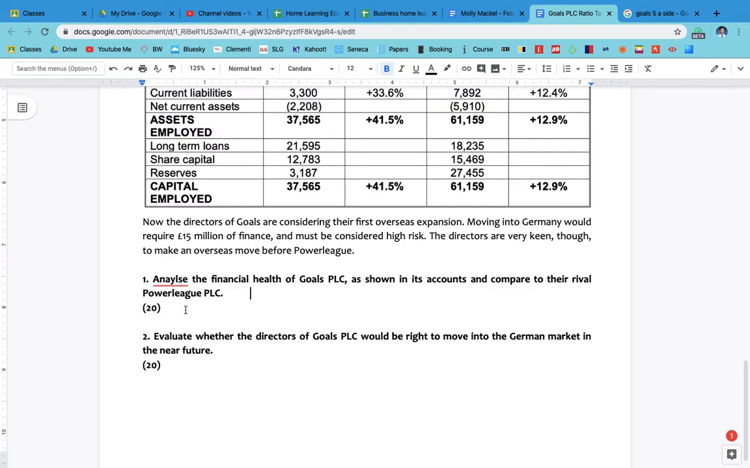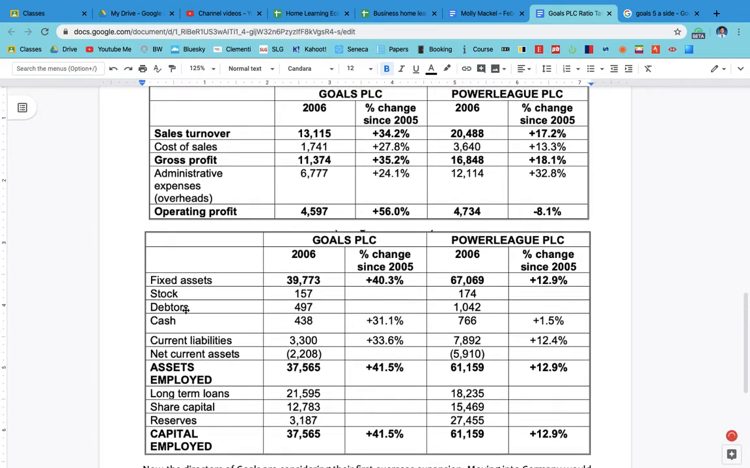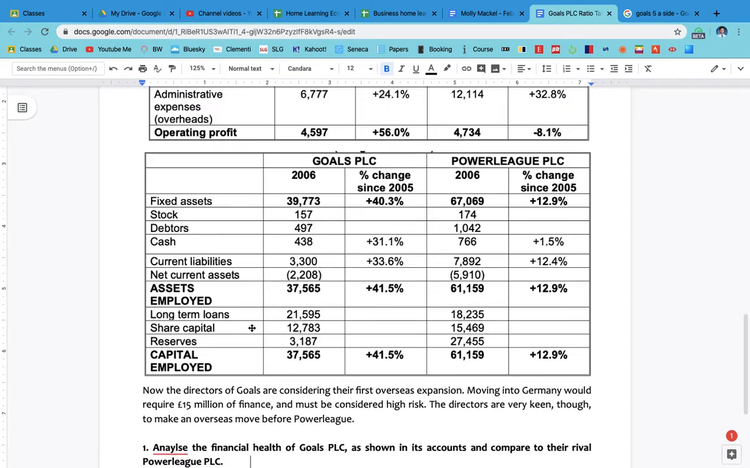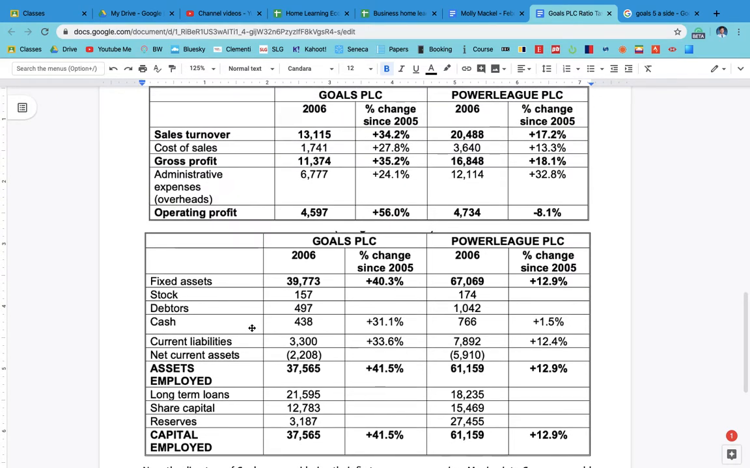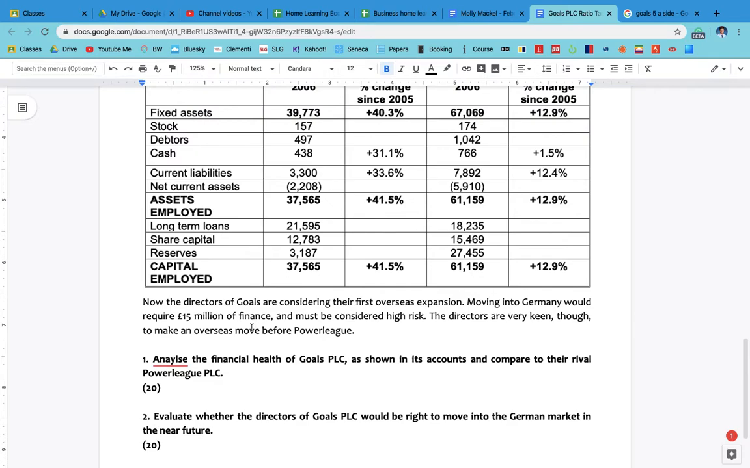Okay, so what I would do first off is calculate the 6 ratios. From this table, you can work out 6 ratios from this information. 6 for Goals and 6 for Power League PLC. I would maybe even insert a little table here, which you can do on the exam paper as well, where you're working out acid test ratio, current ratio, gearing ratio, ROCE, gross profit margin, and operating profit margin, which they've called operating profit, same as profit for the year. Okay, so I would start off by working all that out.